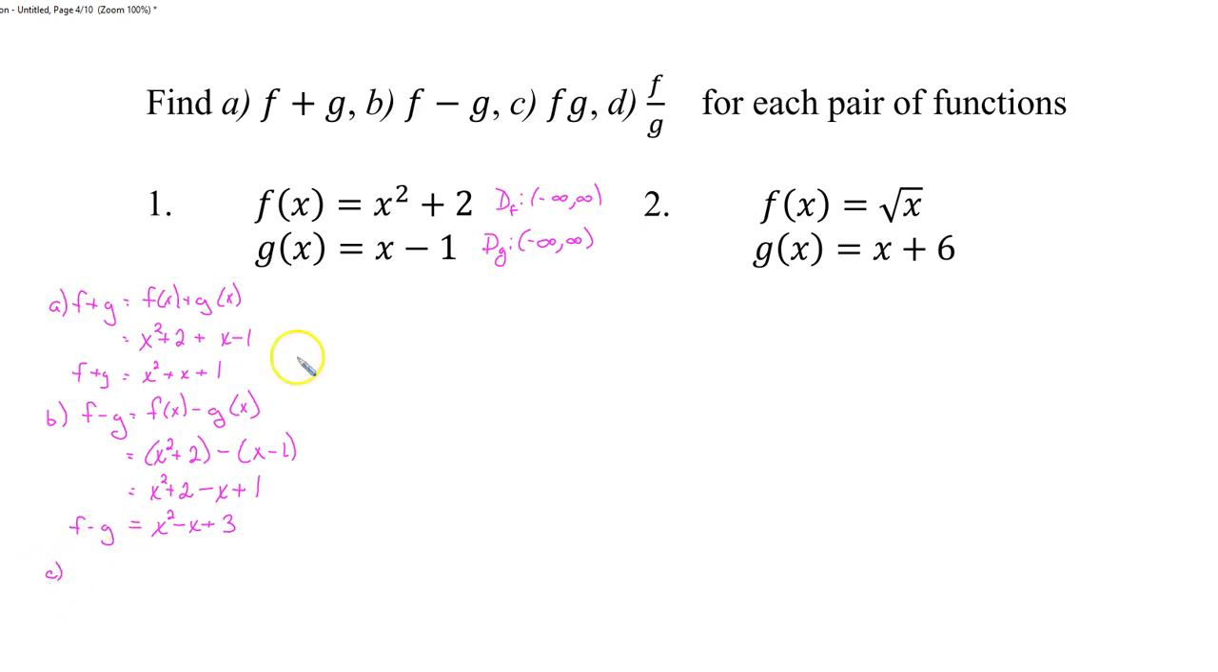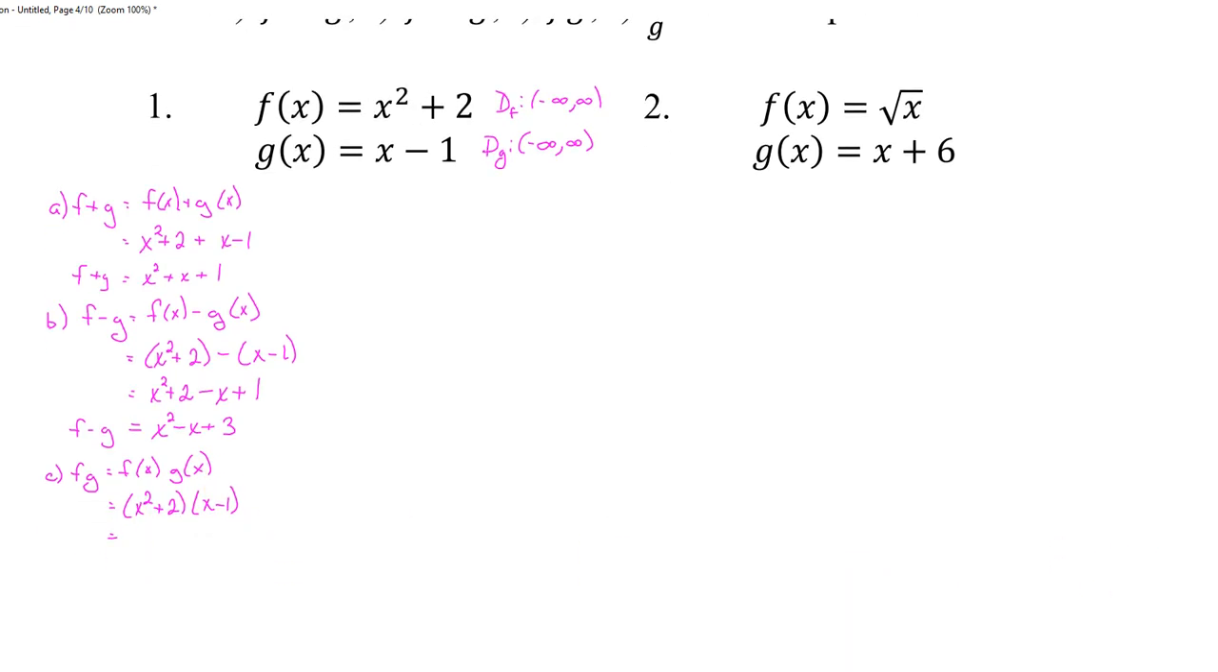For part 3 of this, or part C, it says to find f times g. So this is where we're going to take the function f, and then we're going to multiply that times the function g. We definitely want to put these in parentheses, otherwise we'll forget to distribute things. So x squared plus 2 multiplied by x minus 1. We are going to FOIL this out. I'm going to move the page down just a little bit so we can see what's going on here. So when I multiply this together, I'm going to get x cubed minus x squared.